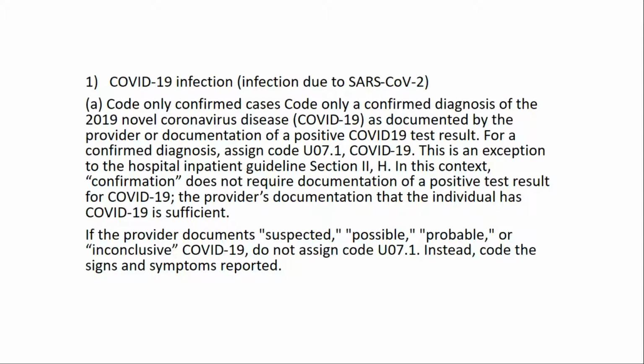There is an exception for hospital inpatient coding guidelines. In this context, confirmation does not require documentation of a positive test result for COVID-19. The provider documentation that the individual has COVID-19 is sufficient. This is only for inpatient coding guidelines. And if the provider documents suspected, possible, probable or inconclusive, do not assign code U07.1 because it does not confirm the presence of COVID-19 disease. Instead, only code the signs and symptoms.